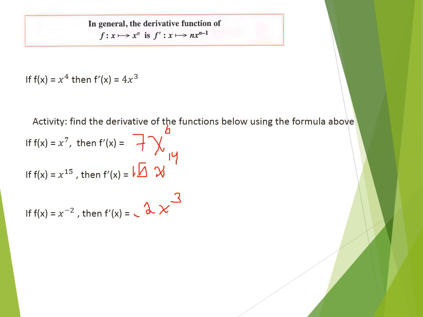Now we have another function which is x to the power 7. We bring down the power and then we subtract 1 from the exponent, so it's 7x to the power of 6. Also, if we have x to the power 15, we bring down the power as it is, 15x to the power of 14. Now x to the power minus 2, even if it's a negative number, you bring the minus 2 down, x to the power minus 2 minus 1, so it becomes minus 3.